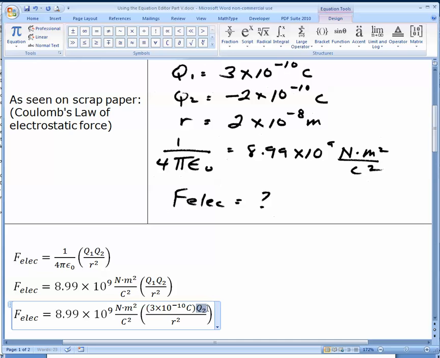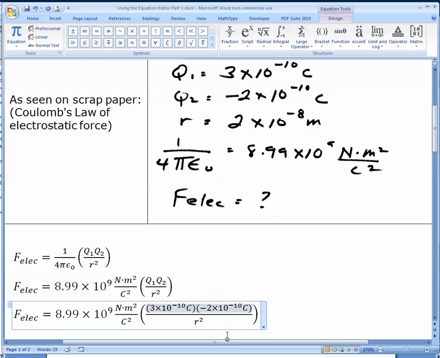Q2 is, let's do it like this. Let's just copy this whole quantity right here, Control C, Control V, and enter the new numbers. This is minus 2 instead of 3, still 10 to the minus 10th coulombs, and we're done on top.